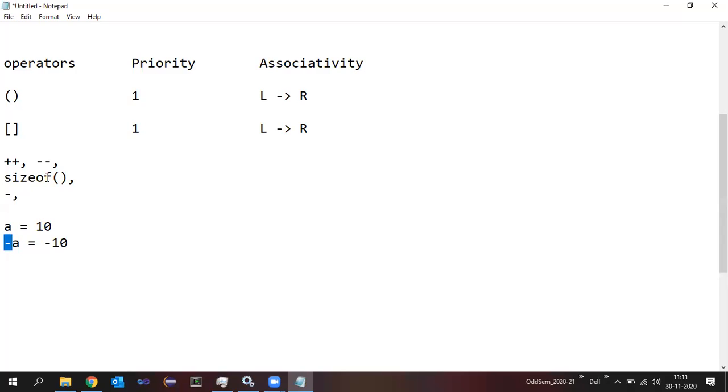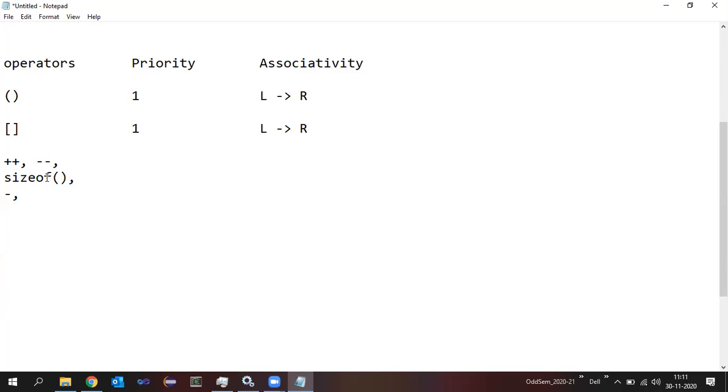So in this case, minus will be treated as a unary operator. Why unary operator? Because there is only one operand over here. Suppose I write something like A minus B, then this minus is called a binary operator because there are two operands, A and B. But in this case, only one operand is there, so it is a unary operator. Following this? Yes, sir. Okay.